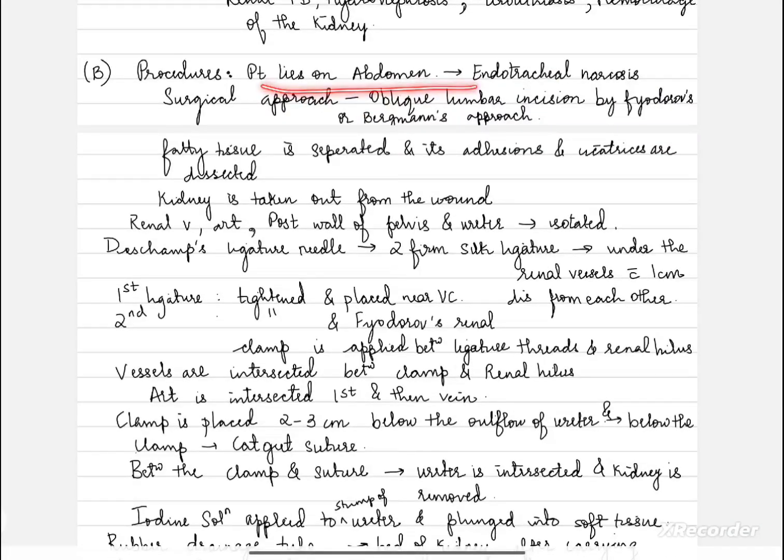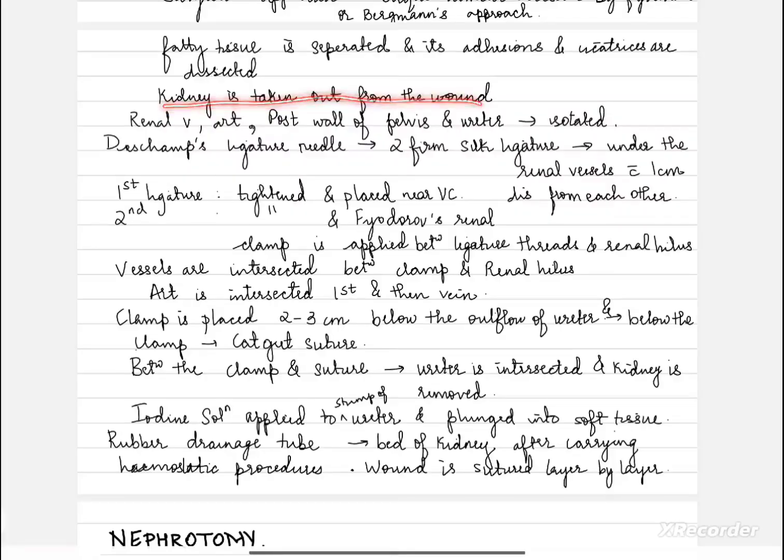Patient lies on the abdomen. Endotracheal narcosis is given. Approach is oblique lumbar incision by Fyodorov's or Bergmann's approach. Fatty tissue is separated and its adhesions and cicatrices are dissected. Kidney is taken out from the wound. Renal vein, artery and posterior wall of the pelvis and ureter are isolated. Deschamps' ligature needle is used for two firm silk ligatures under the renal vessels with 1 cm distance from each other. First ligature is tightened and placed near the vertebral column.